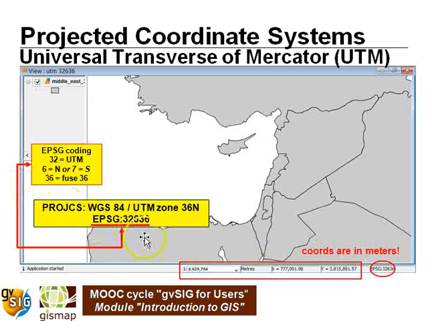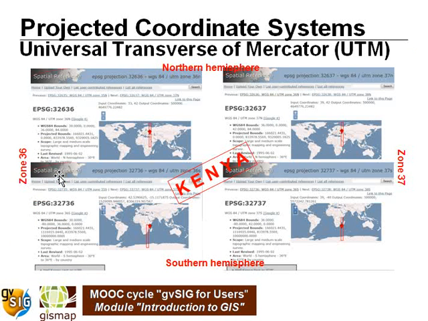You see the same area, more or less, in this case expressed in meters. You have X and Y. Here are the EPSG codes, and how you can calculate them. It's 32, then 6 or 7 depending on whether you are north or south, then the number of the zone. Remember each zone is 6 degrees of longitude wide. Here I have some information, for example Kenya, which is south and north and in zones 36 and 37. So there are different countries that belong to more than one zone.